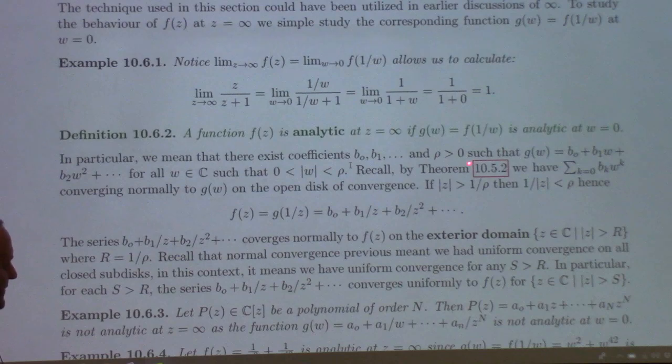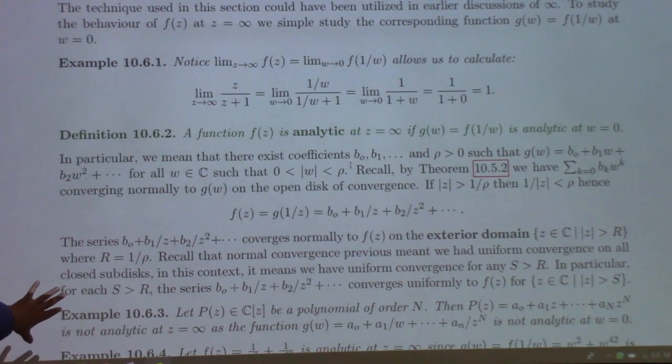So by theorem 10.5.2, we have that this converges normally on the open disk of convergence. But if you look at that, if absolute value of z is greater than 1 over rho, then that means that 1 over z is less than rho, which means that this converges normally on the open exterior annulus of inner radius 1 over rho. So that's an exterior domain with radius 1 over rho. All right, anyway, it's pretty neat.